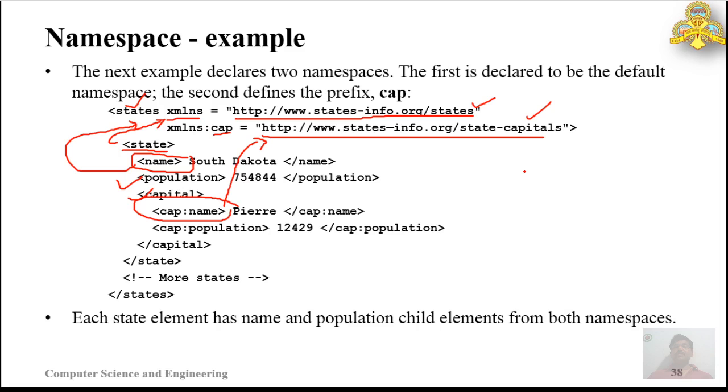Likewise, population is also another one, and that is coming from the prefix cap, that is from this URI. So for name and population, if the prefix is not specified, then the definition will be taken from the default namespace. If a prefix is provided, then the specified URI is utilized for its definition. So this is for using two or more namespaces.